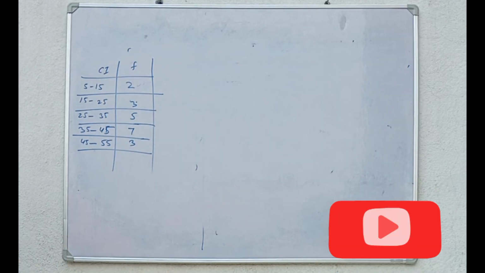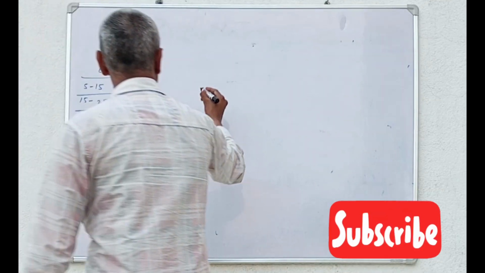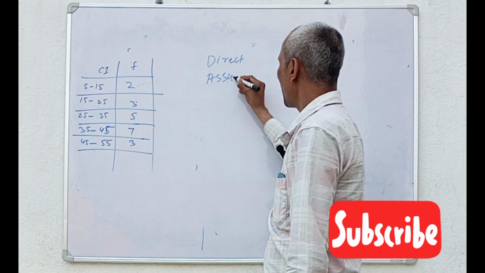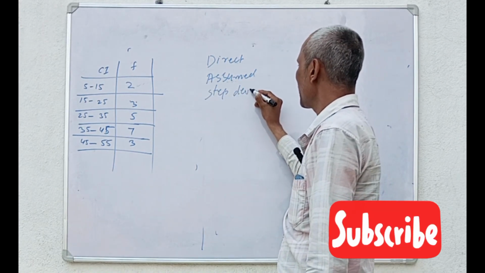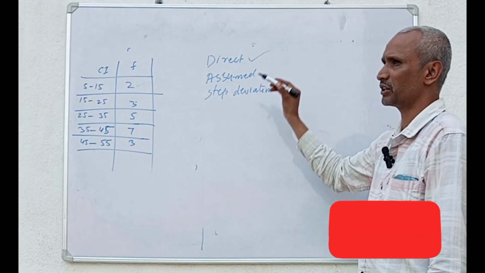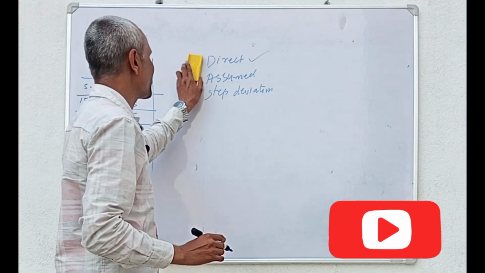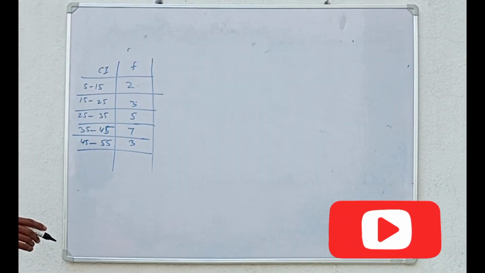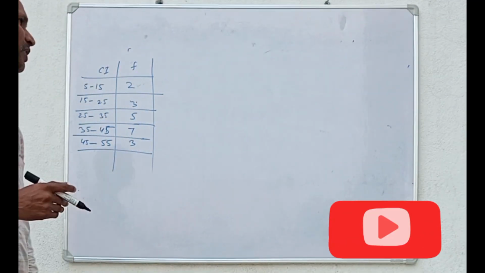There are 3 methods to find the mean. One is called the direct method, one is called the assumed mean method, as given in your book, and one is the step deviation method. Now the numbers are small, so we are choosing the direct method. For the direct method, we have to find x first. If you want the assumed mean and other methods, scroll backward in my playlist and you will find those 2 methods also.